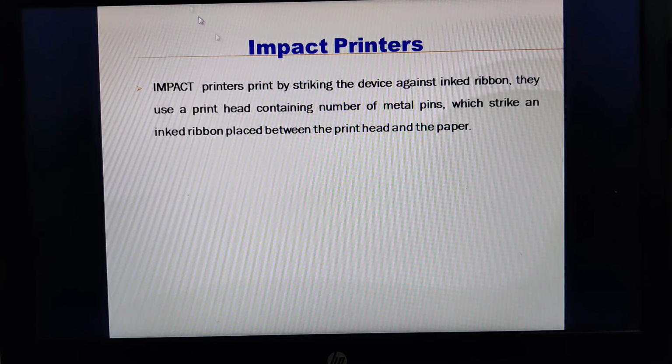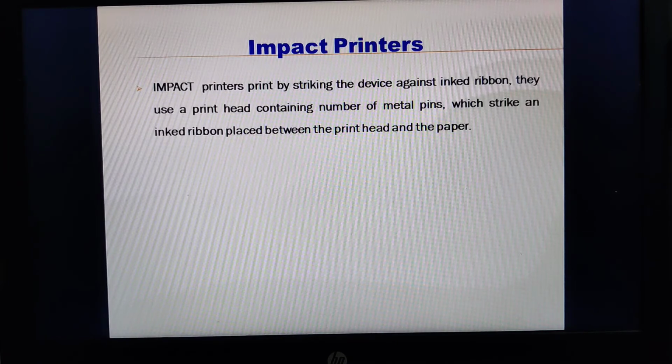Therefore, impact printers print by striking the device against the ink ribbon, using metal pins which strike the ink ribbon placed between the print head and the paper. That means first we have those metal pins called the print head, in between there will be the inked ribbon, and then the paper will be placed. These metal pins make physical contact with the paper by striking against the inked ribbon. So this is exactly how impact printers work.